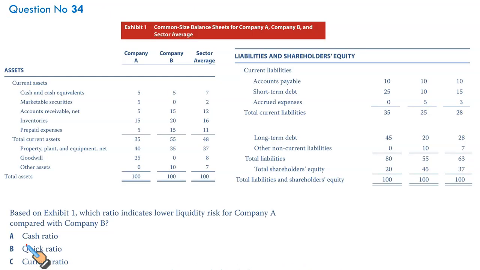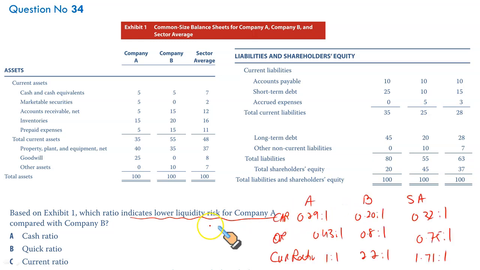Next, based on exhibit 1, which ratio indicates lower liquidity risk for company A compared with company B? Now we need that grid which we made earlier. Alright, this is the grid we calculated in the previous question. Now look at this. We have three ratios: cash ratio, the first one; quick ratio, the second one; and current ratio, the third one. So which of these indicate company A showing lower liquidity risk?